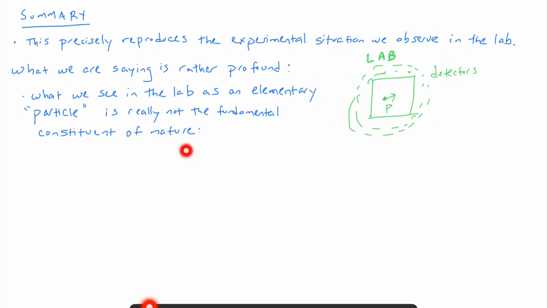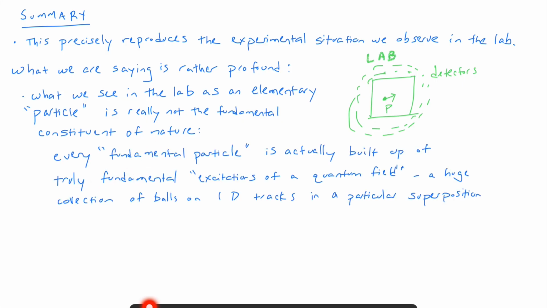What an experimental physicist has been seeing for years in the lab as an elementary, quote unquote, particle is not really the fundamental constituent of nature. Photons, electrons, again, we're going to get to some nuances to get more exact descriptions of photons and electrons, but just follow me for now. The things that we've been taught are the fundamental constituents of nature are actually not.